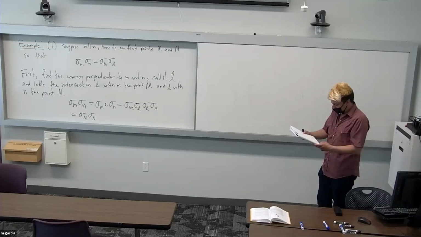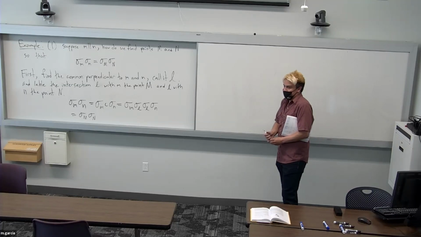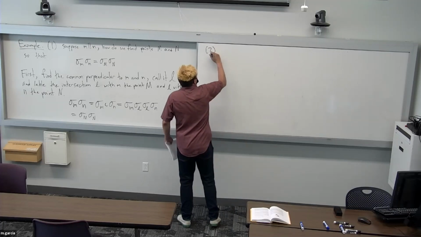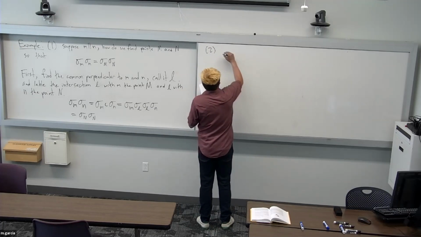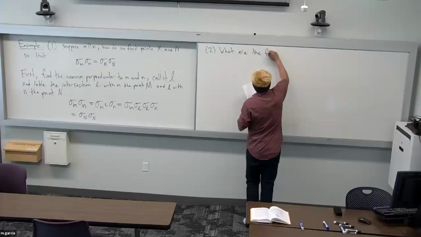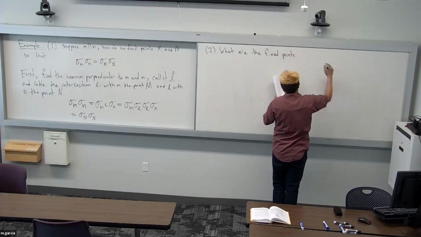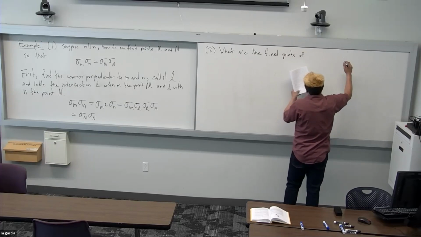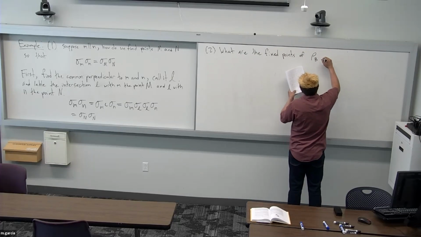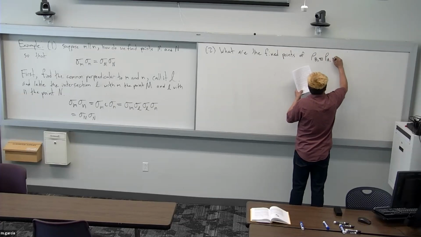Okay. So, this one is maybe a little less transparent. Might take a little more time with this one. So, let me ask you, what are the fixed points of the product of rho sub b comma 90 times rho sub a comma 60?